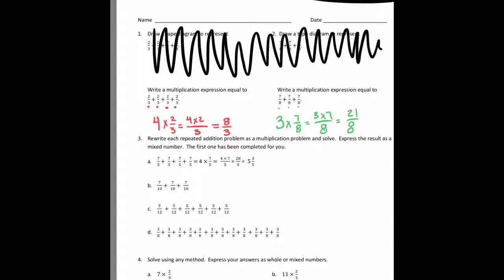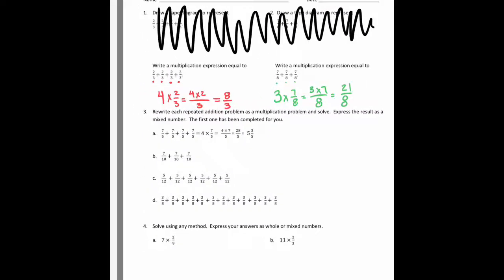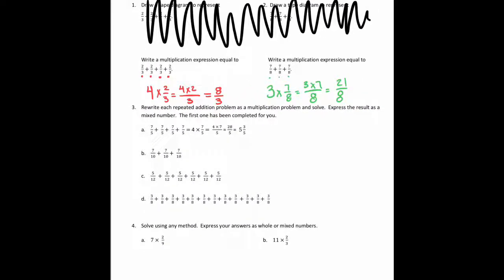Okay, so we're going to repeat this process with the next couple, kind of like they did in the example, where they turn it into a multiplication equation, they keep it on top, and then they turn it back to a mixed number. So let's try that here.